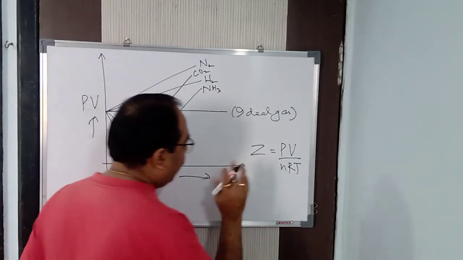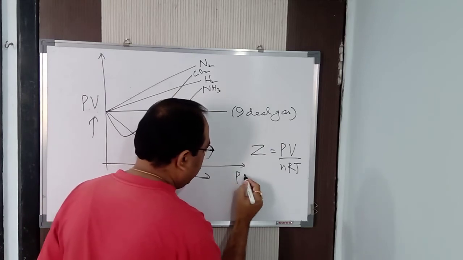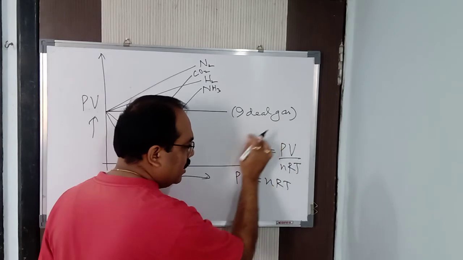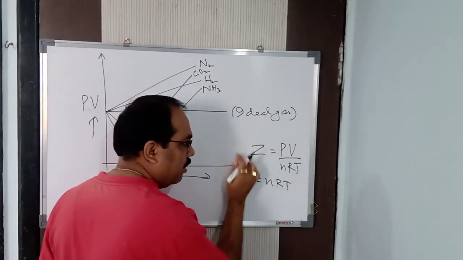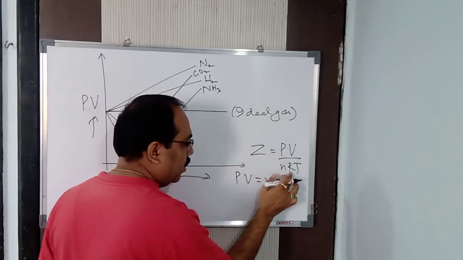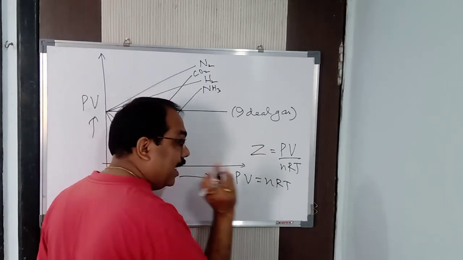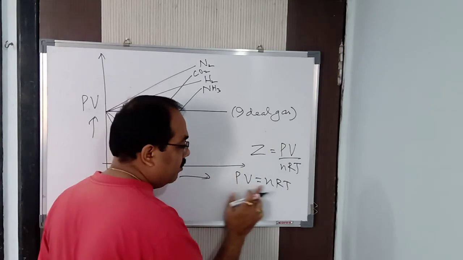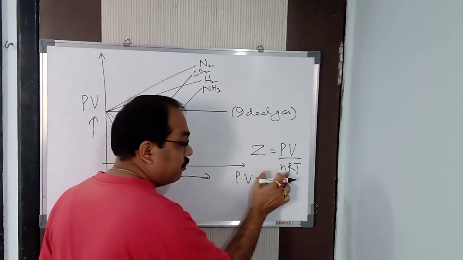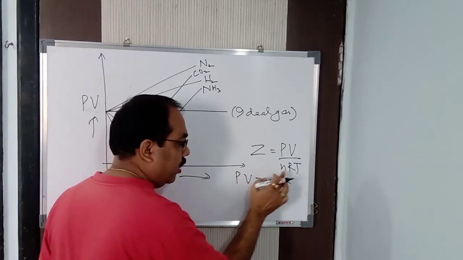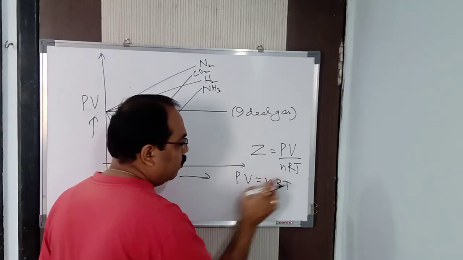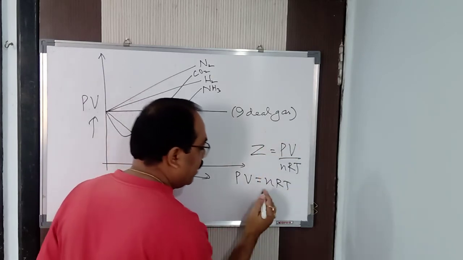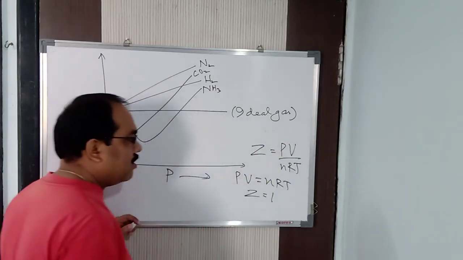Now, in case of ideal gas, PV is equal to nRT. Compressibility factor Z is equal to PV by nRT. This is the formula for the compressibility factor. Now for ideal gas, what is the ideal gas equation? PV is equal to nRT. Now you put the value here. In place of nRT you put PV, or in place of PV you put nRT, whatever, it is going to get cancelled.